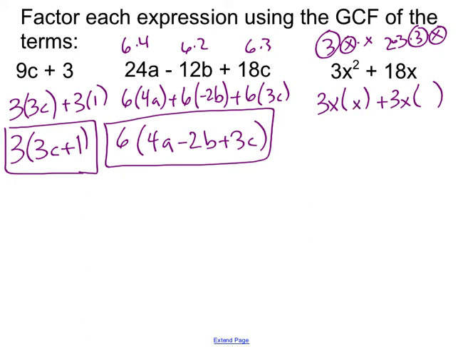3x times x is x squared, and 3x times 6 is 18x. So I pull the 3x all the way out and bring down the parentheses stuff. 3x times x plus 6.